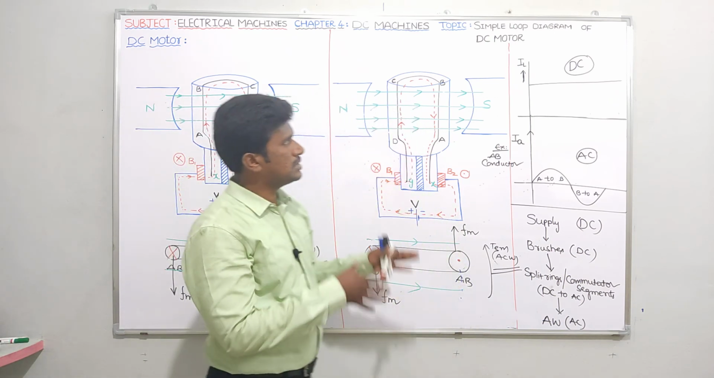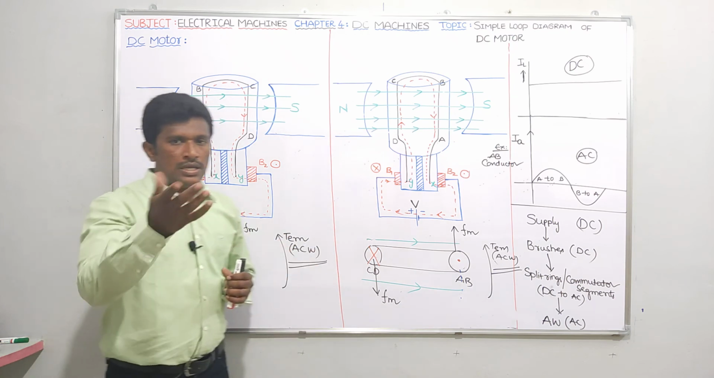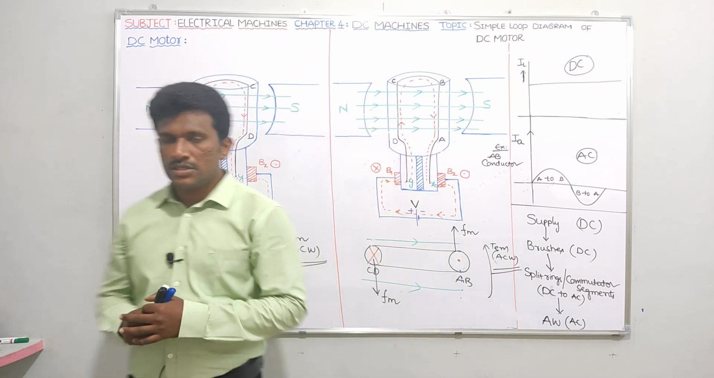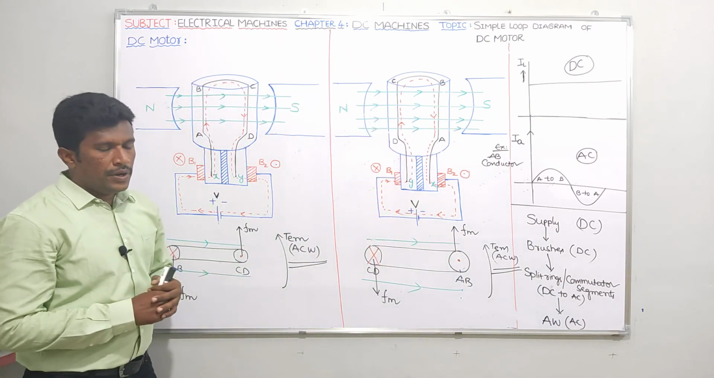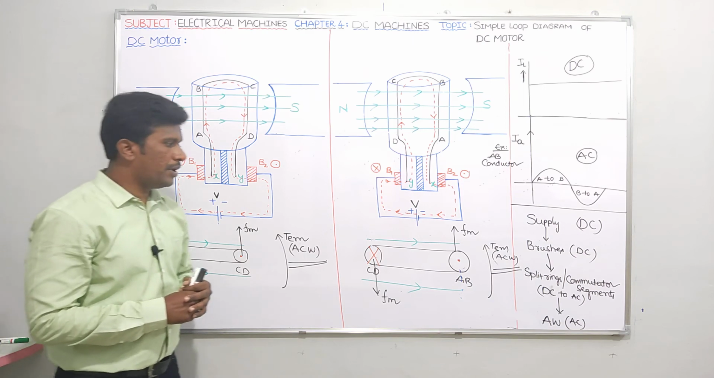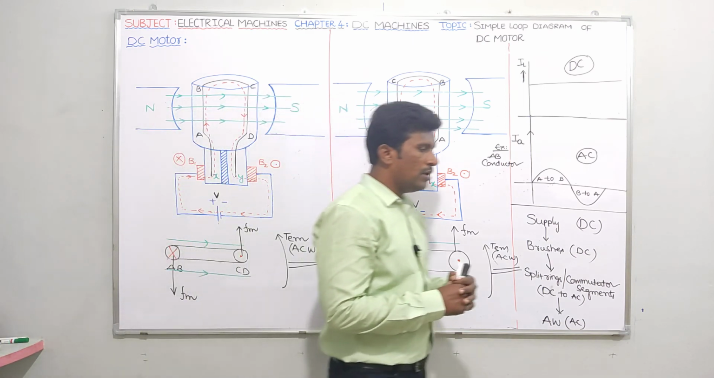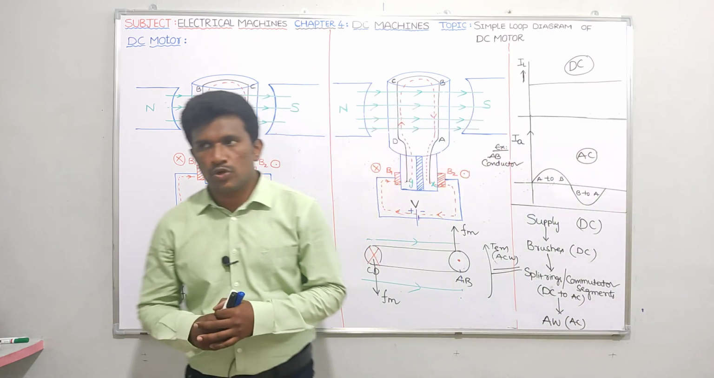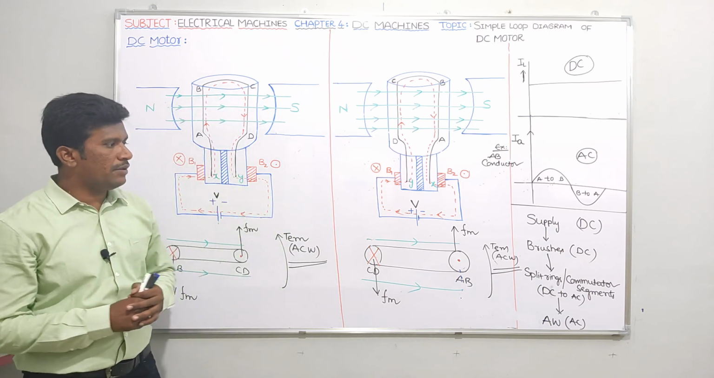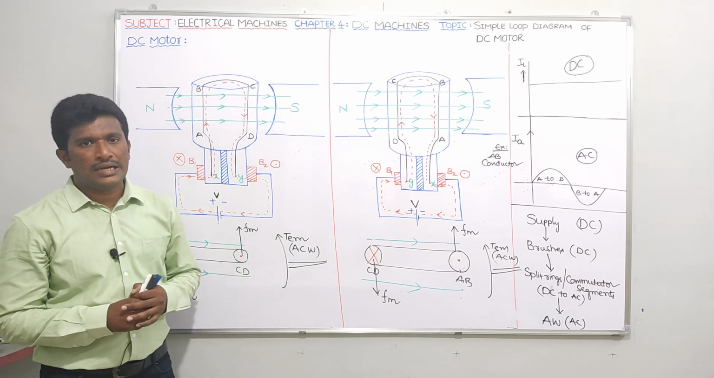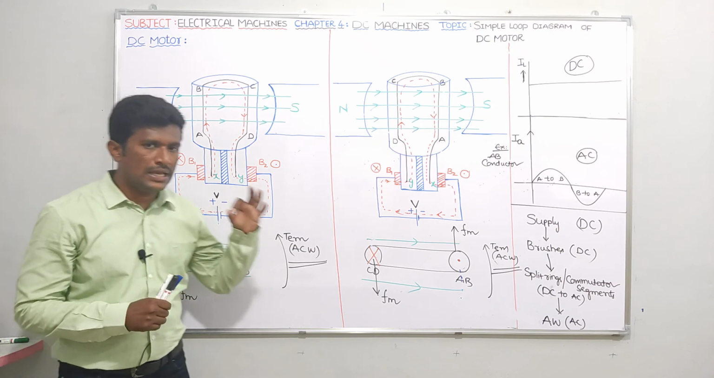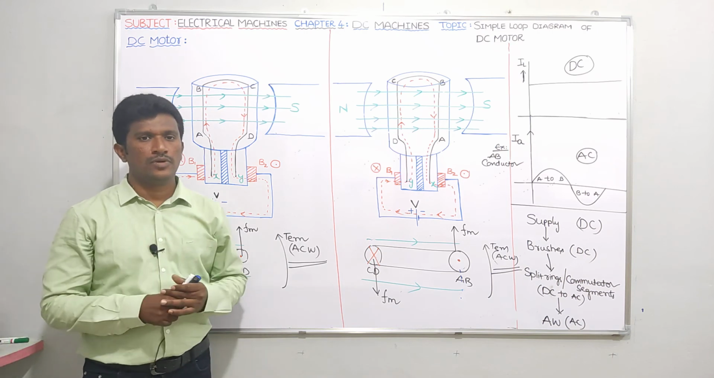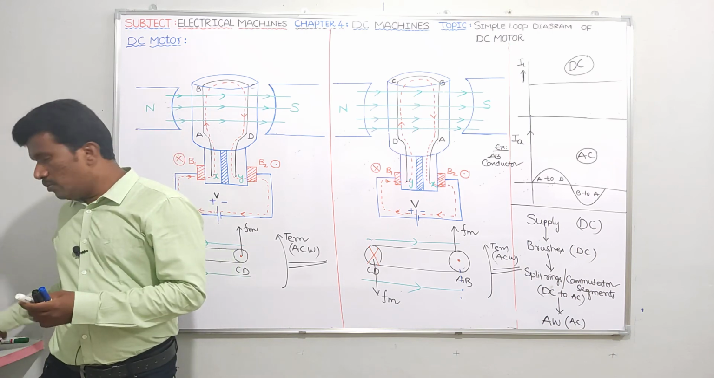First of all, since we are discussing DC motor, let me use that word. In a DC motor, for producing unidirectional torque, current entering into the armature winding should be AC. Current entering into the armature winding should be AC. Okay. And I think I told one more thing also.